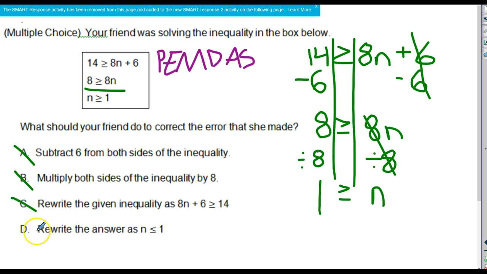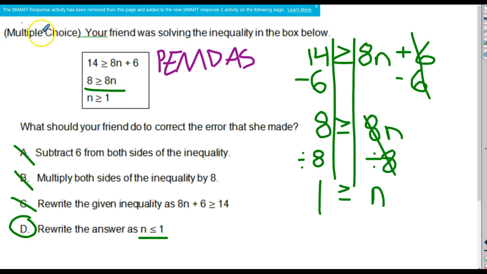Just to make sure, now that we've eliminated all the answers, could we rewrite the answer as n is less than or equal to 1? Let's think about it here. That's what I'm saying: n is less than or equal to 1, 1 is greater than or equal to n. So of the two numbers here, my chomping alligator mouth is going towards the 1, and that's the direction it has to go. I'm left with only one answer, and that answer is correct, and it is D.